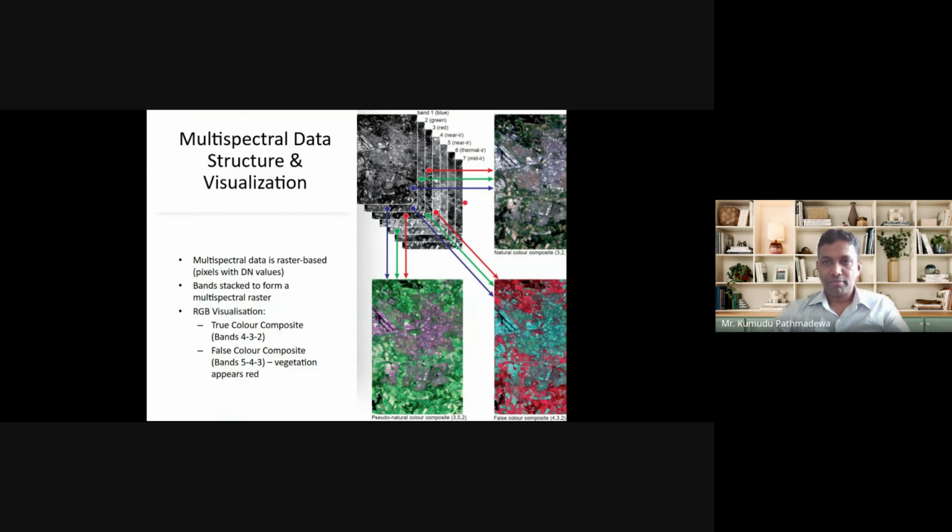So red, green. When we stack these bands, we can create useful visualizations. A true color composite, the first one, true color composite, red, green, blue. Then the false color composite with a near infrared. This one is false color, and this is pseudo natural color composite. 352. False color 432. This one is 321.